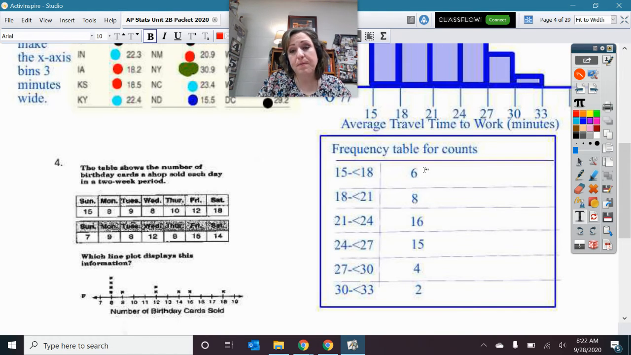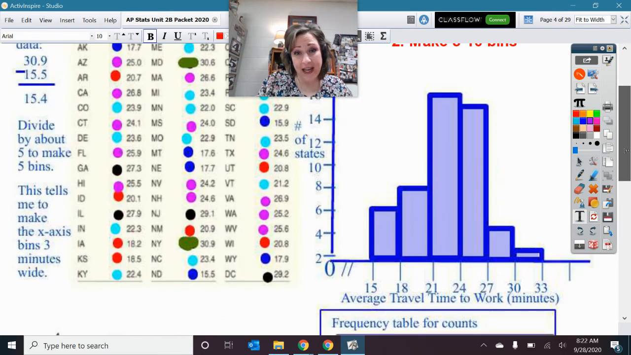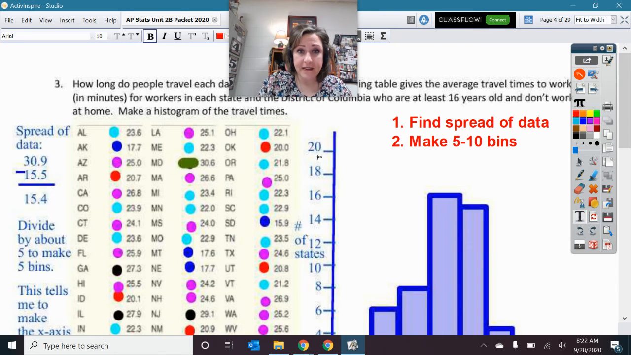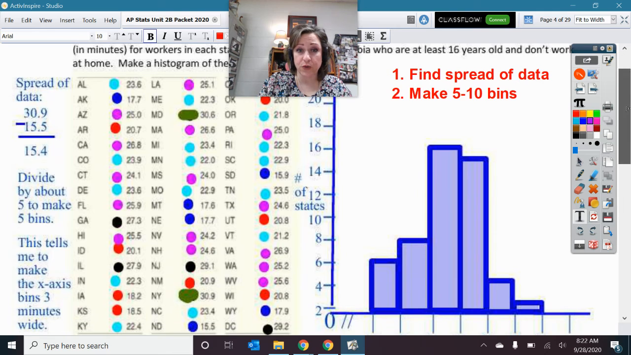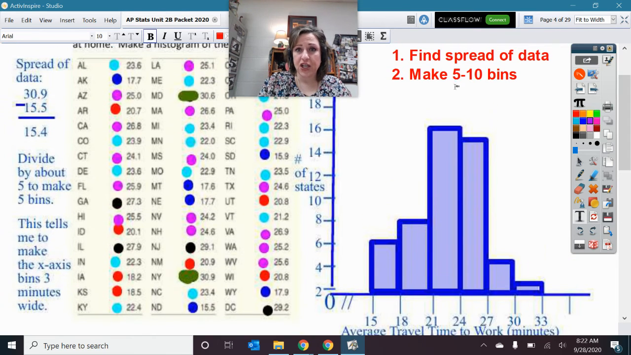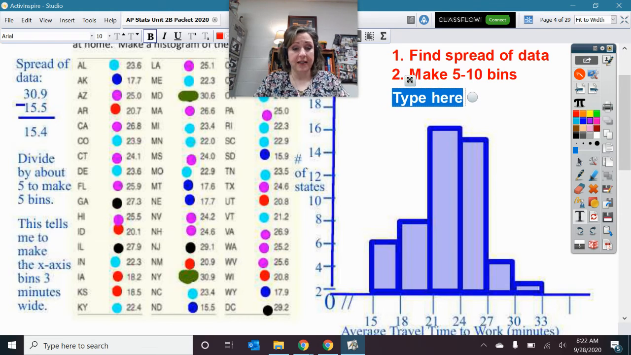So it was based on the fact that these are kind of going from 2 to 16. That is why I decided to make these numbers on the y-axis go by 2s. I did from 2 up to 20. And I labeled this, the number of states. Okay? All right. Then I guess the third step is to tally the frequencies.